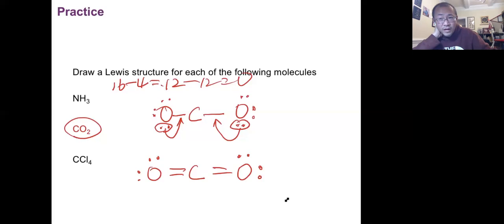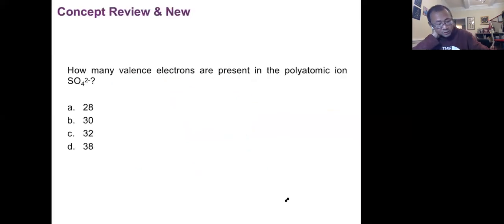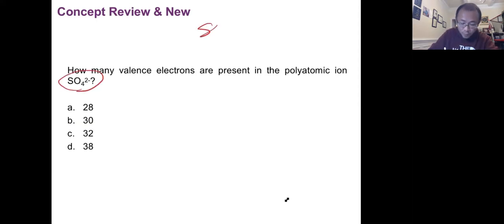Okay, I have one more example for you before we move on. Let's try the third one using SO4 2 minus as an example. Anybody remember what is SO4 2 minus? SO4 2 minus, anybody remember? We're learning chapter 4 as well. What is it?